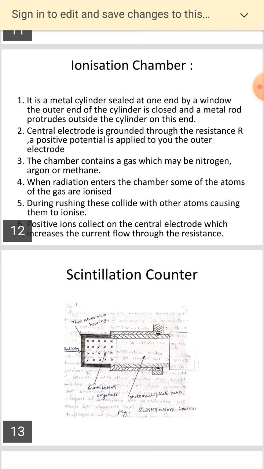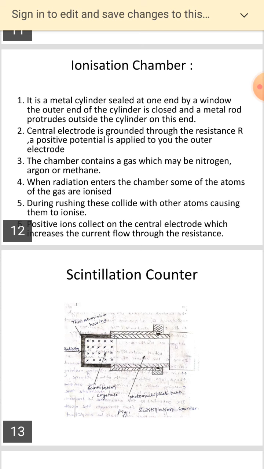The ionization chamber is a metal cylinder sealed at one end by a window. The other end of the cylinder is closed and a metal rod, the center electrode, protrudes outside the cylinder on this end. The central electrode is grounded through resistance R. A positive potential is applied to the outer electrode. The chamber contains a gas which may be nitrogen, argon or methane.